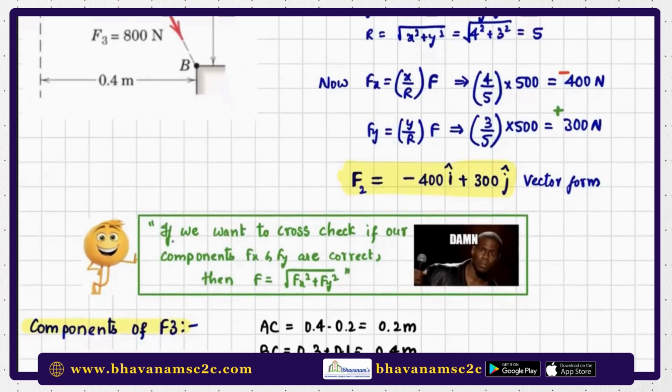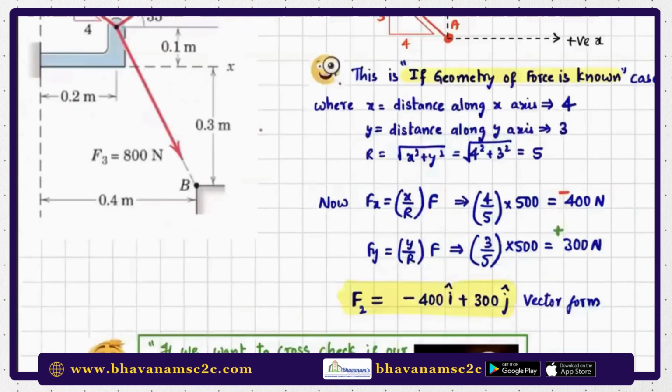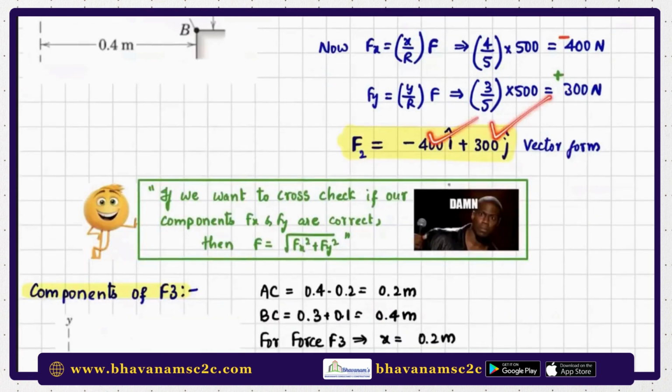Then what you can do, if you want to cross check if our components Fx and Fy are correct, then just do this formula. F is equal to under root of Fx square plus Fy square. For example, if you want to check whether these components are correct or not for F2, just simply do under root of minus 400 square plus 300 square. Make sure that minus will be inside the bracket, plus this, plus this. If you do that, you should get the answer as 500. So if it is 500, then it means that your components are correct.